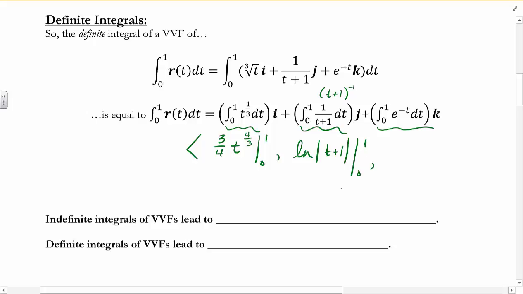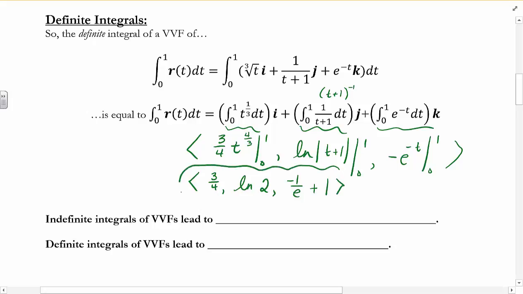And then last but not least, the antiderivative of e to the negative t is going to be negative e to the negative t from 0 to 1. And then I plug in my limits of integration and subtract. So this is going to be 3/4 minus 0, which is 3/4. This is going to be ln 2 minus ln 1, and ln 1 is 0, so this is just going to be ln 2. And this is going to be negative e to the negative 1 minus negative e to the 0, so this is going to be like plus e to the 0, which is 1.